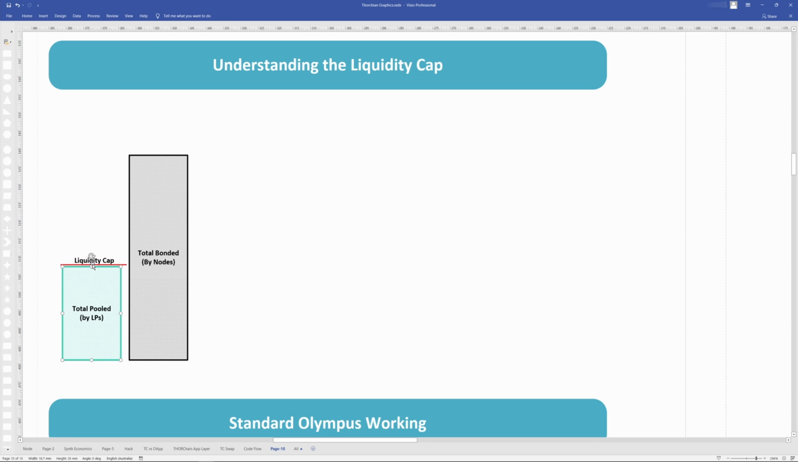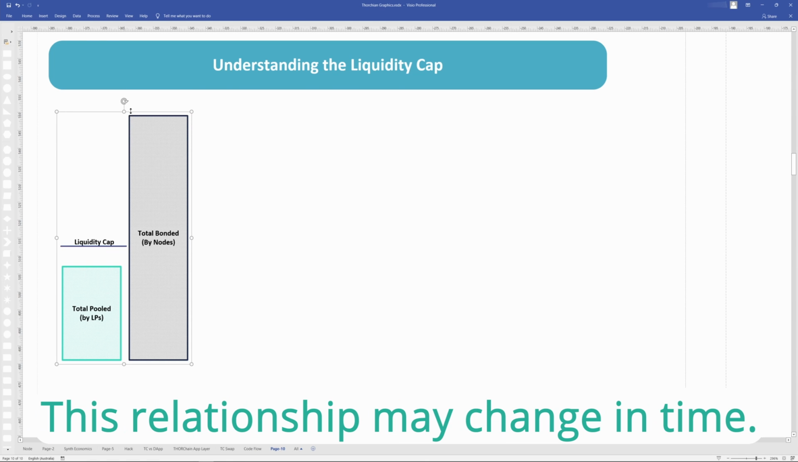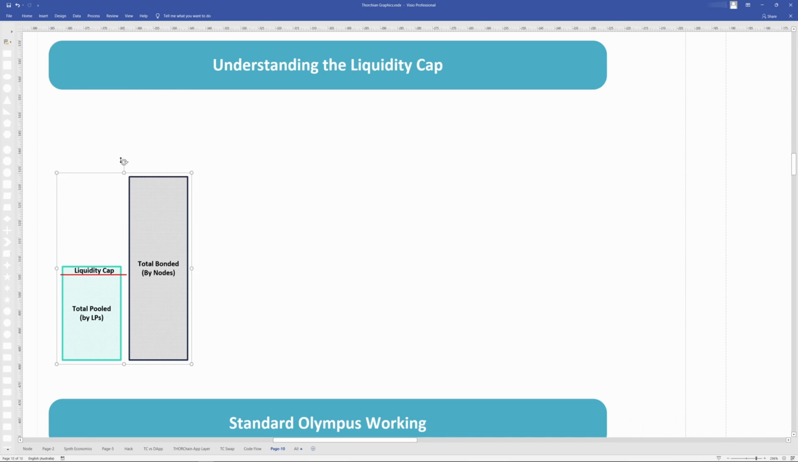To get new liquidity in, because the liquidity cap prevents someone from adding liquidity, either the total pooled needs to reduce below the cap, which would mean withdrawing liquidity for some reason, or the total pooled needs to increase like this, because there's a relationship between the total pooled and the liquidity cap here. So you can think of it like this. This is the main takeaway from this point.